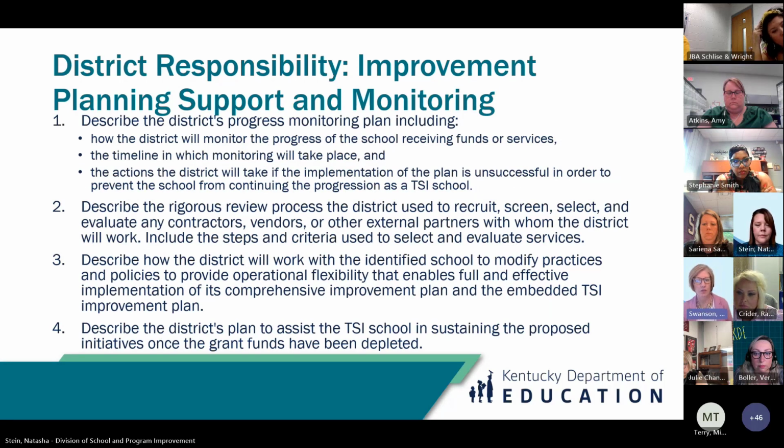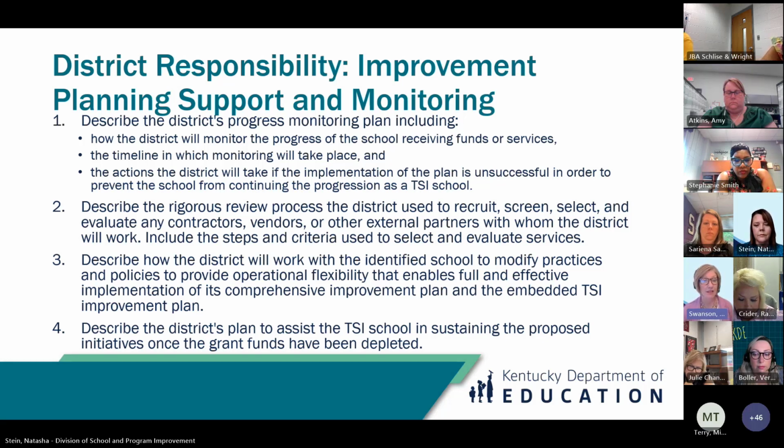So the district will also describe their monitoring process. So it asks you to include in there, how will the district monitor the progress of the schools receiving these funds or services? And we want you to be specific. Are there going to be monthly meetings about this? Is there something that the school is going to be asked to present on a regular basis? How is it that you're really going to monitor whether or not these things are actually being implemented?